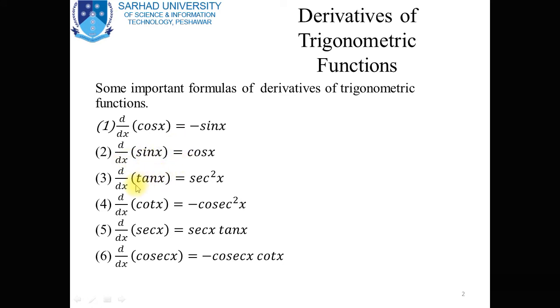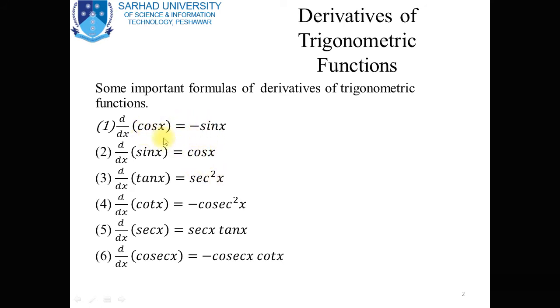Derivative of tangent x with respect to x is equal to secant square x, and derivative of cotangent x with respect to x is equal to minus cosecant square x, and derivative of secant x with respect to x is equal to secant x tangent x, and the derivative of cosecant x with respect to x is equal to minus cosecant x cotangent x. Now let's see how to prove these derivatives of trigonometric functions.